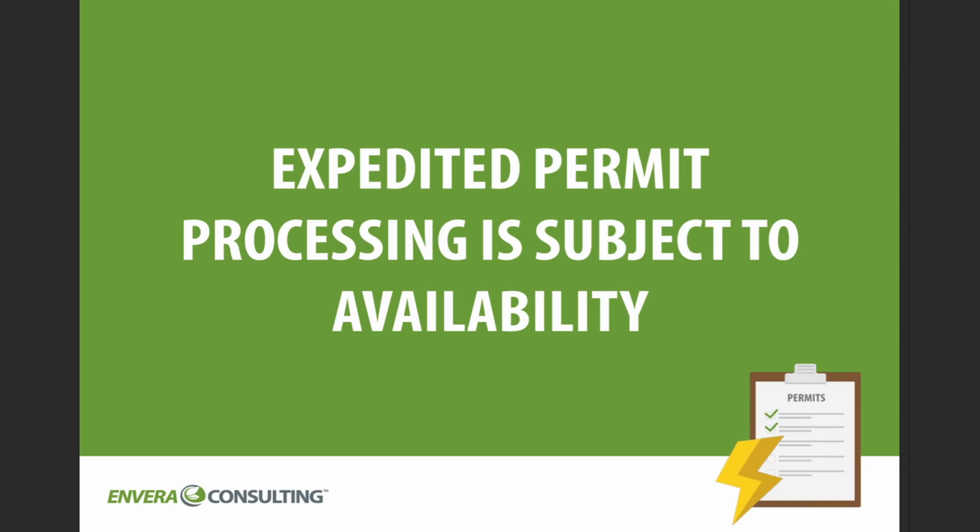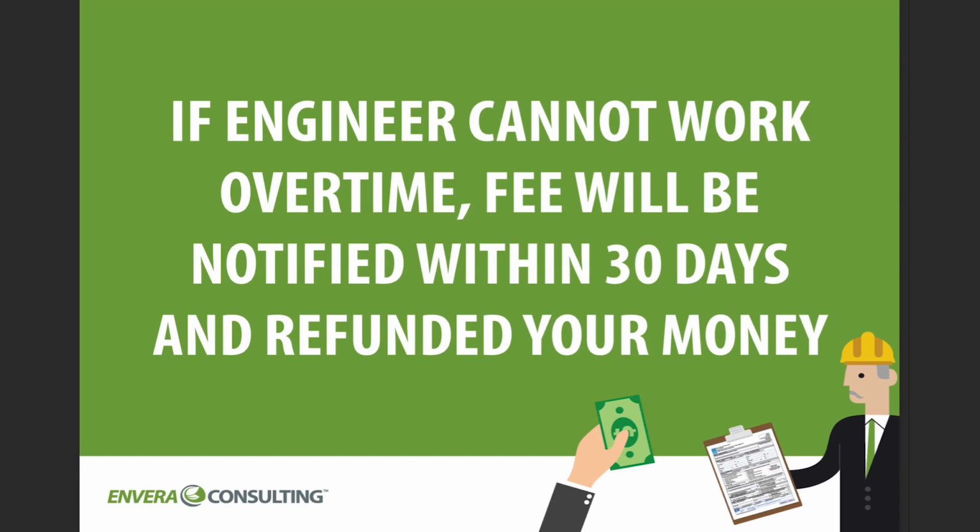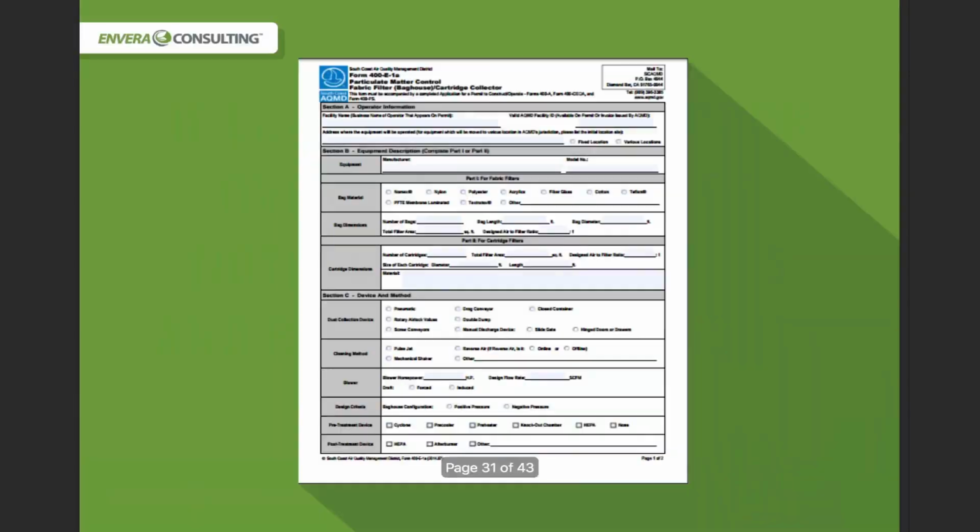Sometimes you can talk to your engineer ahead of time to see if he or she has the capacity to work on your permit on overtime, but generally expedited permit processing is subject to availability. Now, if the engineer cannot work on your permit on overtime because of a previous engagement or just no capacity at all, then the fee will be returned to you within 30 days and you'll know. So like I said, if the engineer cannot work on your permit overtime, then you'll be notified and then your money will be refunded within 30 days.